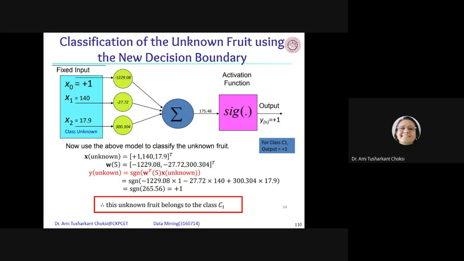Is it the desired output? Is it the desired output or not? We do not have the desired output because it is an unknown fruit. For that, we do not have any desired output. We have only the actual output which we have calculated, right? So this unknown fruit belongs to class C1. This is the prediction. So you got the point?